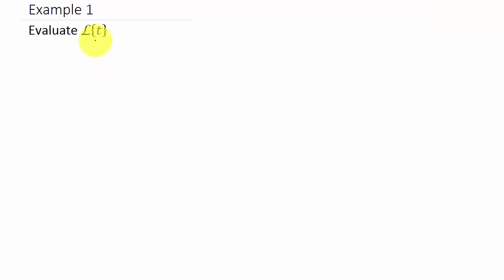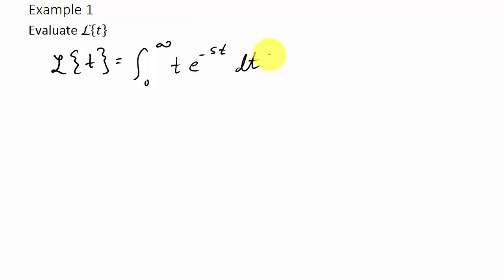Alright, so we want to evaluate the Laplace transform of t. The Laplace transform of t is equal to the integral from 0 to infinity of t times e to the negative st, and we're going to integrate with respect to t. Alright, so now we need to evaluate this integral here. Well, to integrate this, we're going to have to do integration by parts.